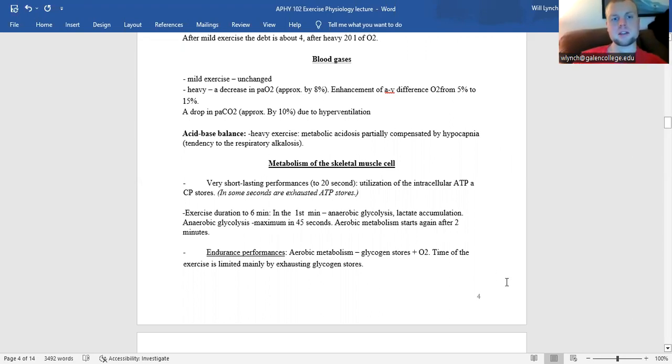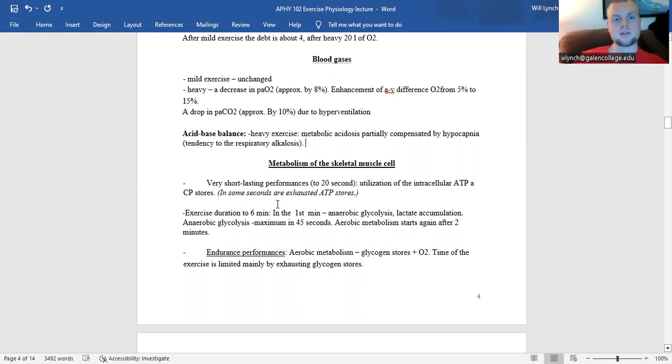Looking at metabolic specifics, for the metabolism of the skeletal muscle, for very short periods, we're going to use anaerobic pathways. So for things like up to 20 seconds of activity, we can have utilization of ATP from the creatine phosphate storage and the creatine phosphate metabolism system.